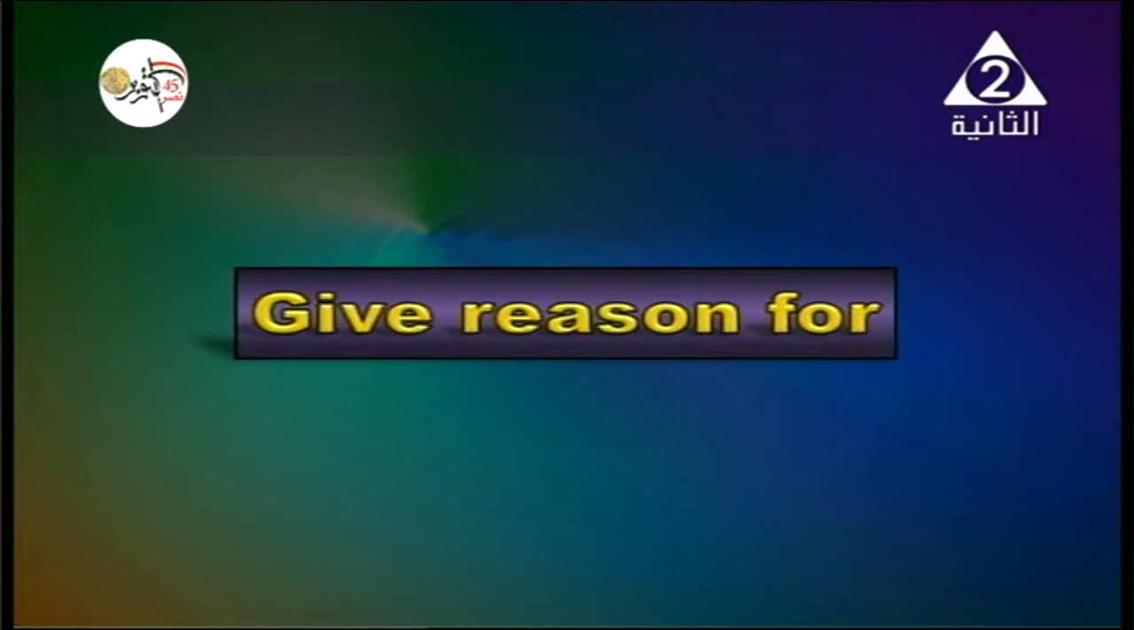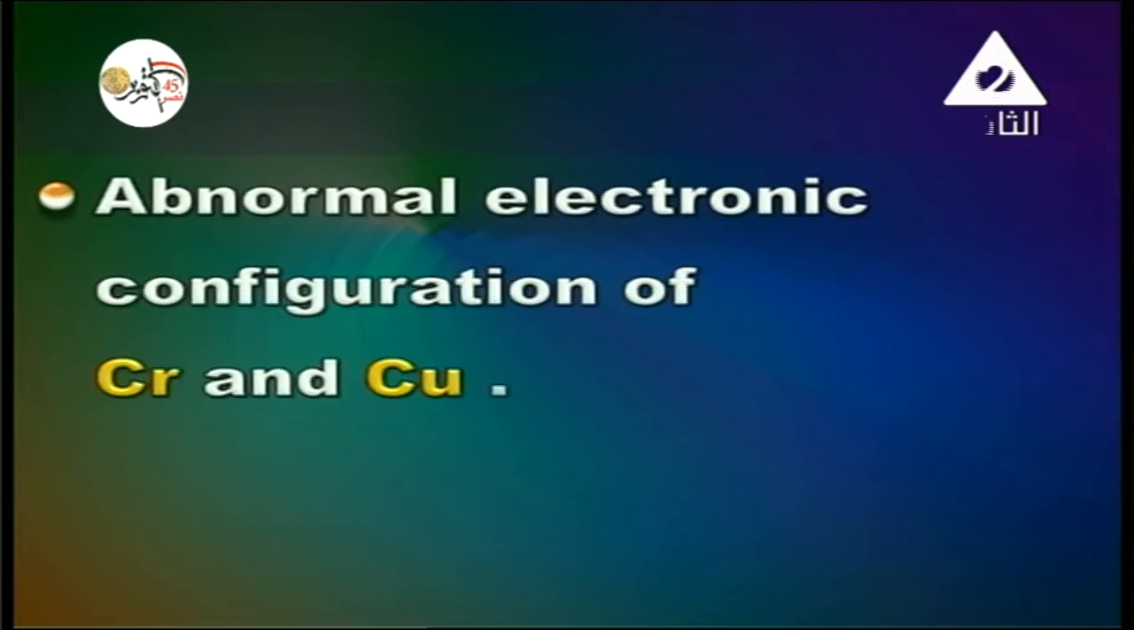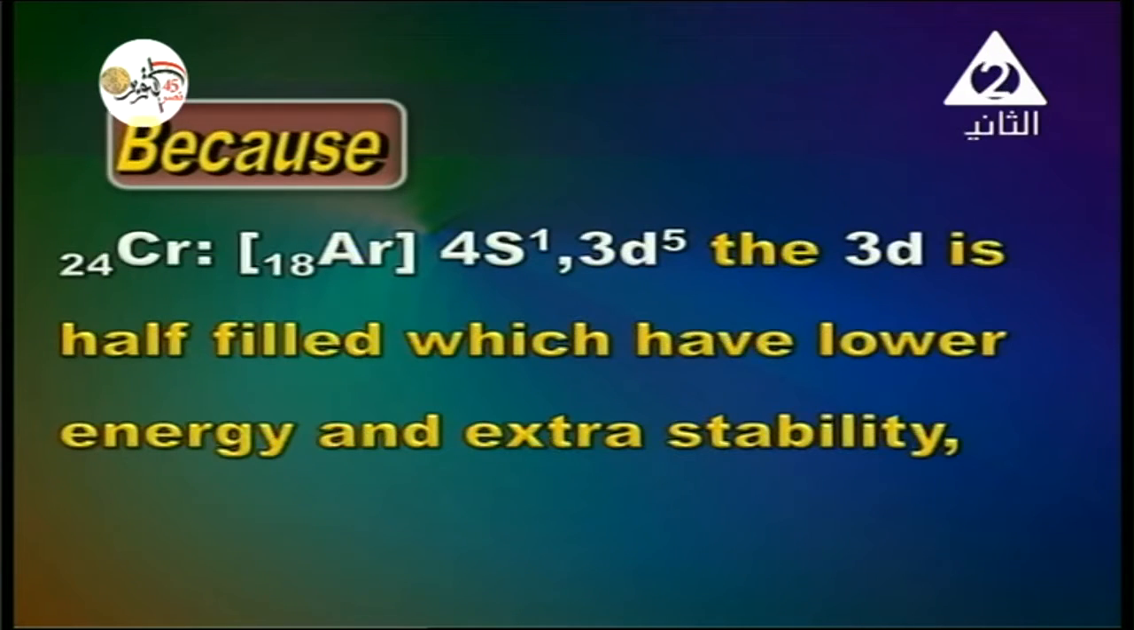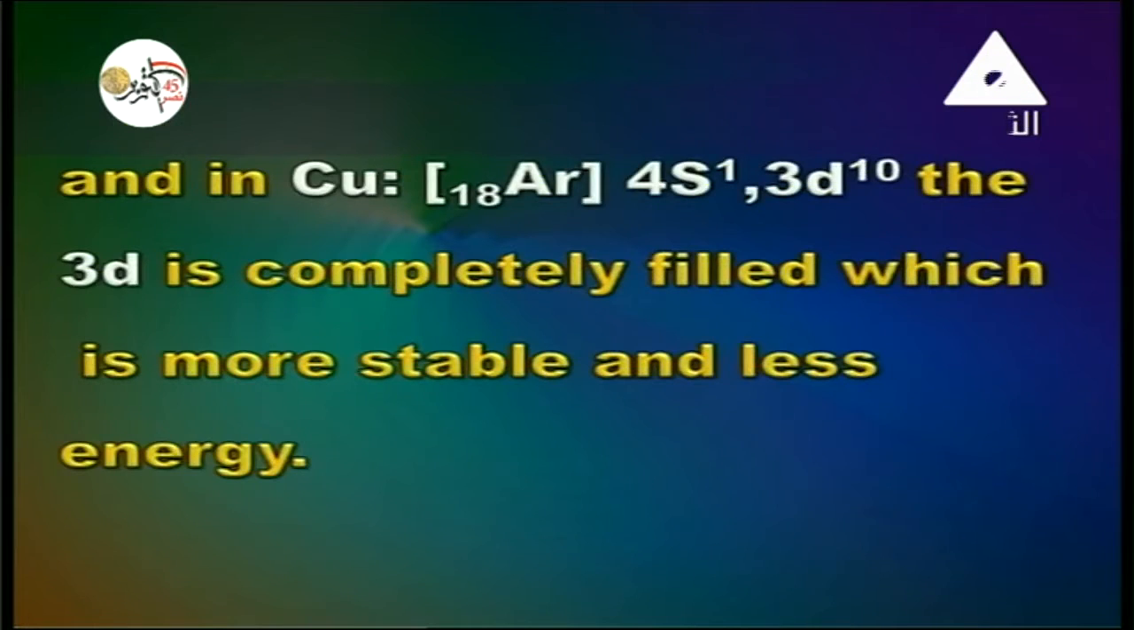Next type of question, my dear students, give reason for. Abnormal electronic configuration of chromium and copper. The reason for that, because chromium electronic configuration is argon 18 4s1 3d5. The 3d sublevel is half filled, which has lower energy and extra stability. And in copper, the electronic configuration is argon 18 4s1 3d10, the 3d sublevel is completely filled, which is more stable and has less energy.